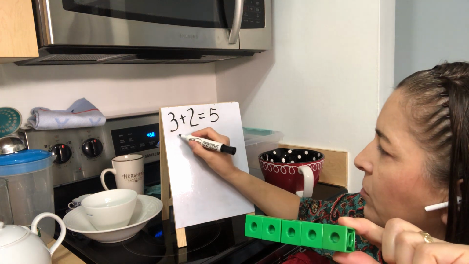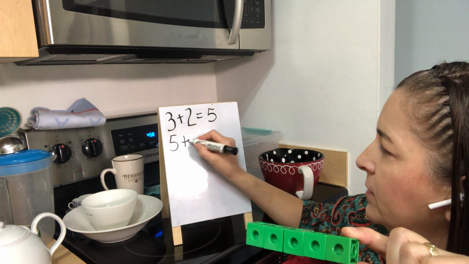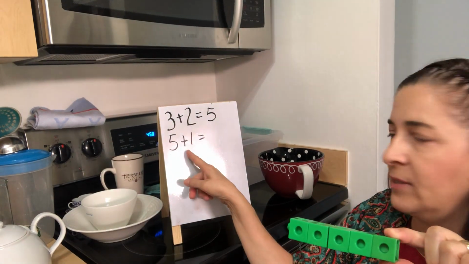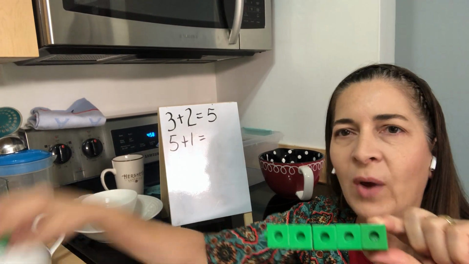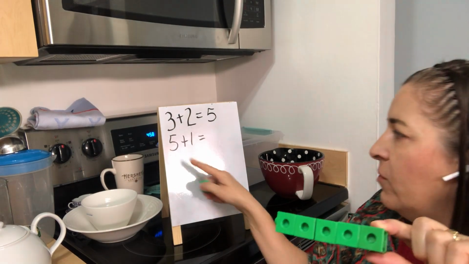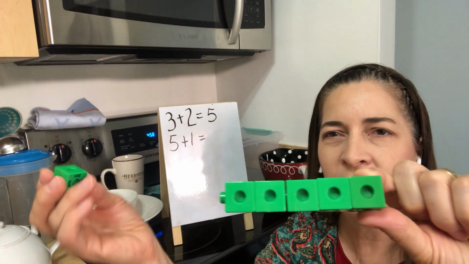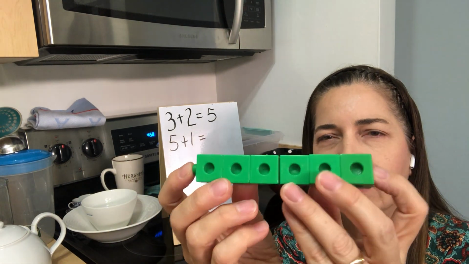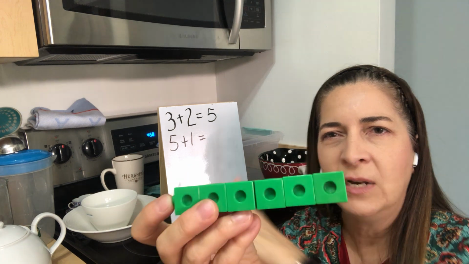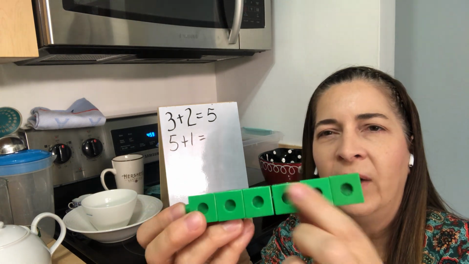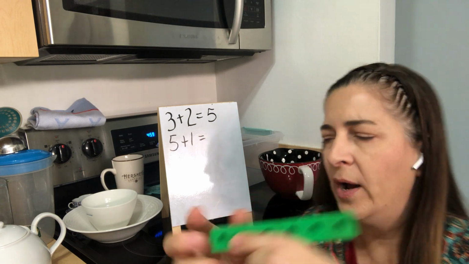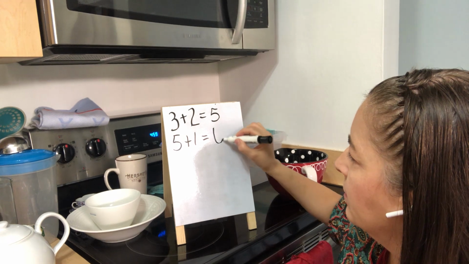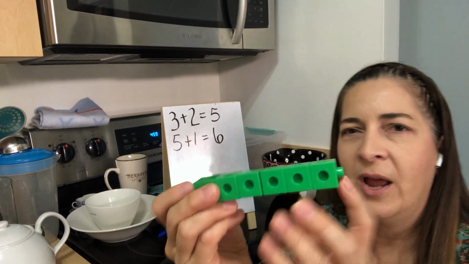So let's start with a new number sentence. 5 plus 1 equals. Well, that's addition again because I see the plus sign. Plus tells me that I'm going to add. That's addition. So 5 plus 1. I already have 5 and I happen to have 1 more. So if I snap it on the end, I have the answer to the number sentence, the question. 5 plus 1 equals 6. Good. Okay, so now I have 6.